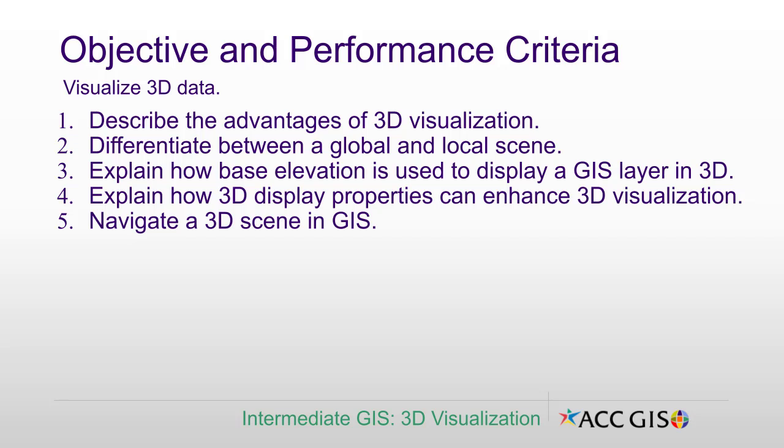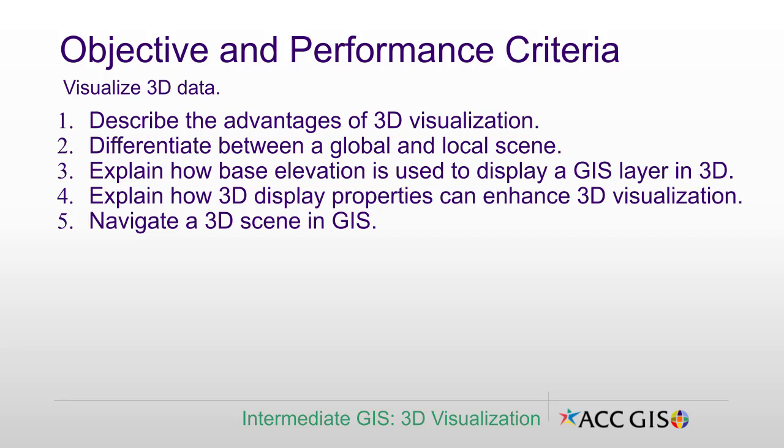Global scenes are best for global or national scale data. Local scenes are best for local or city scale data. You should be able to explain how base elevation is used to display a GIS layer in 3D. Layers can be draped on the ground or a custom elevation surface. They can be floated relative to a ground or a custom elevation surface. Or Z-aware layers can be placed at an absolute height on the Z-axis.